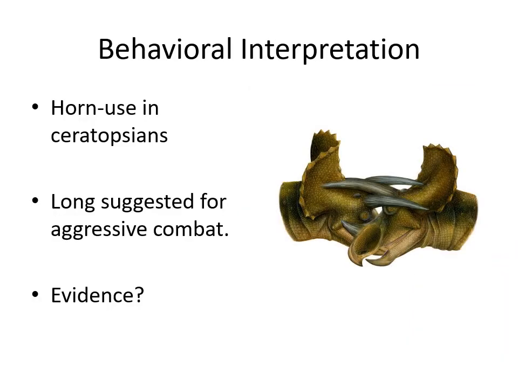Behavioral interpretations, though, usually require more than just an ability, but evidence that it's being done. Take horn use in ceratopsian dinosaurs like Triceratops. These have long been suggested as being used for poking holes in T-Rex. But you know what? We've yet to find a fossilized T-Rex that has clear evidence of a Triceratops hole in it. However, there is evidence of frequent injuries on ceratopsians themselves that seem to line up with the horns of others.